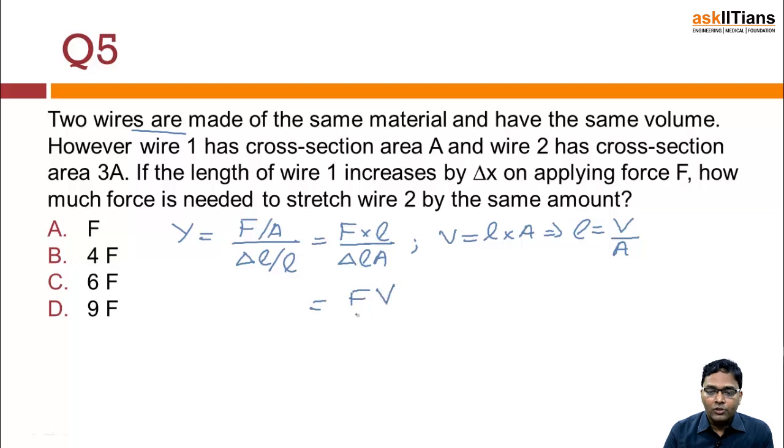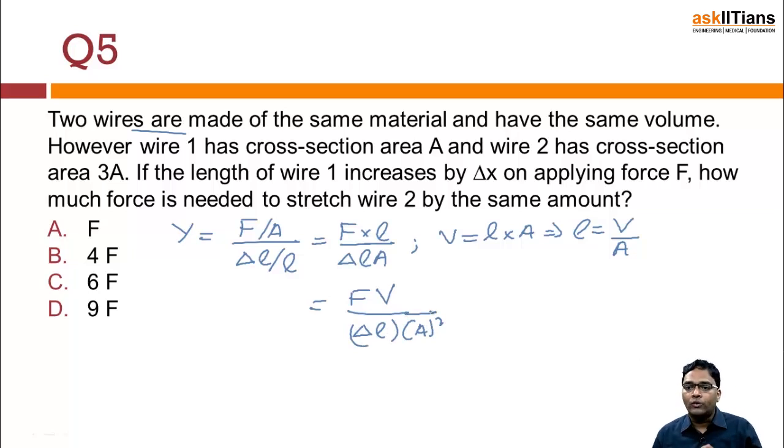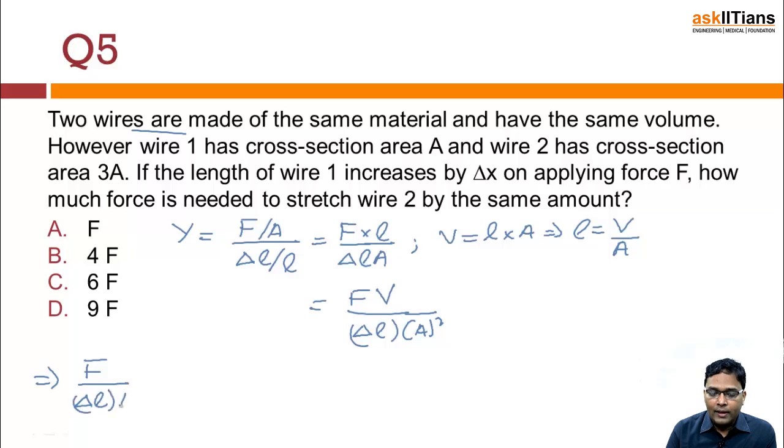We'll get F into V divided by delta L into A square. So this is what we have, right? Now, you have to take into account the same material, so Young's modulus remains the same. So what are the things that are going to vary? The things that are going to vary are the force, obviously the length, and the area. So if I put this as F1 divided by delta L1 A1 square, that's equal to F2 divided by delta L2 into A2 square. So this is what we have.